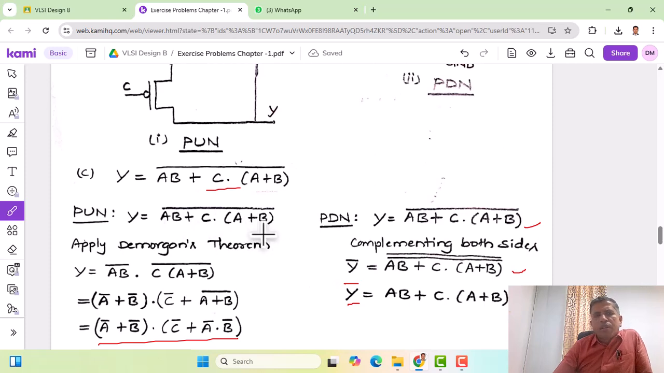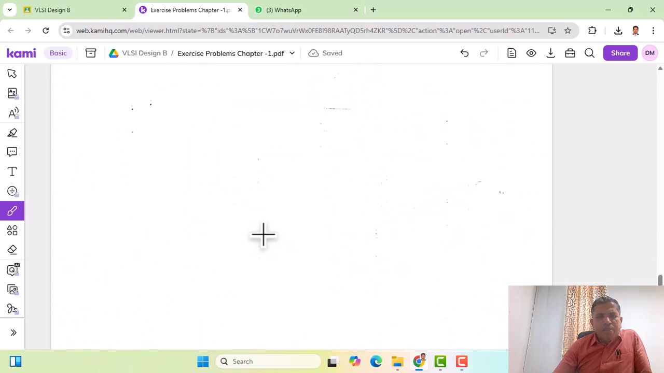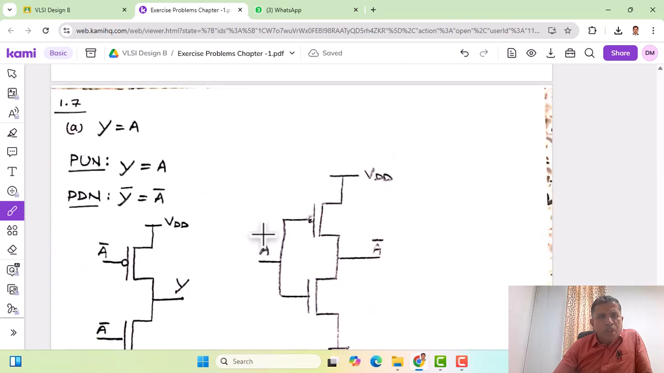Okay. So with that, let me move to the next one, how to realize a buffer. So this is the exercise 1.7. This is a buffer. Okay, so let me write it here. This is the buffer circuit. To realize the buffer, let us go for the pull-up network, y equals a. Okay, and we can't do any changes here. Let us retain this expression as it is.